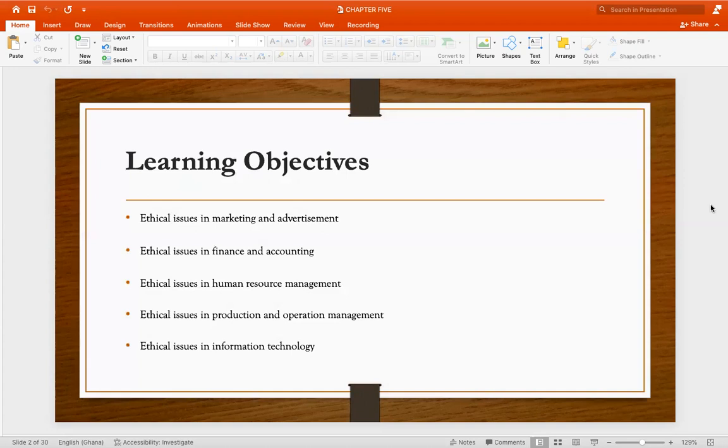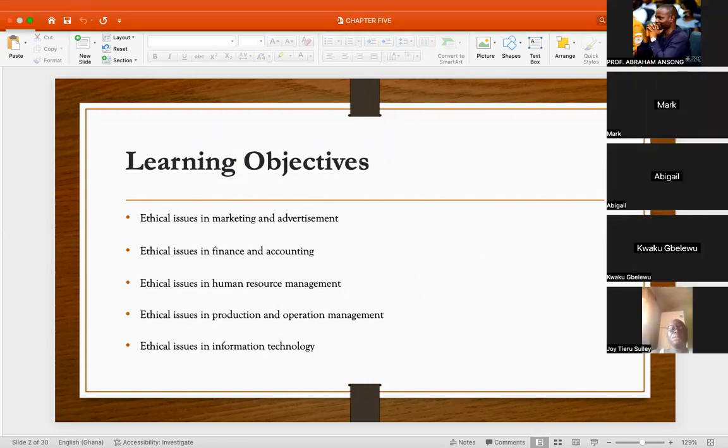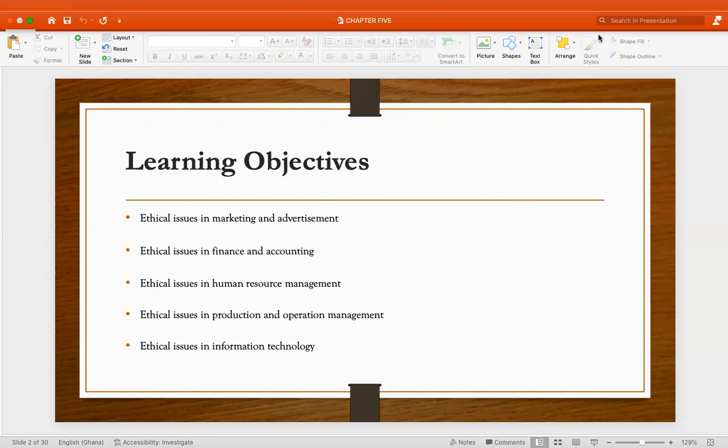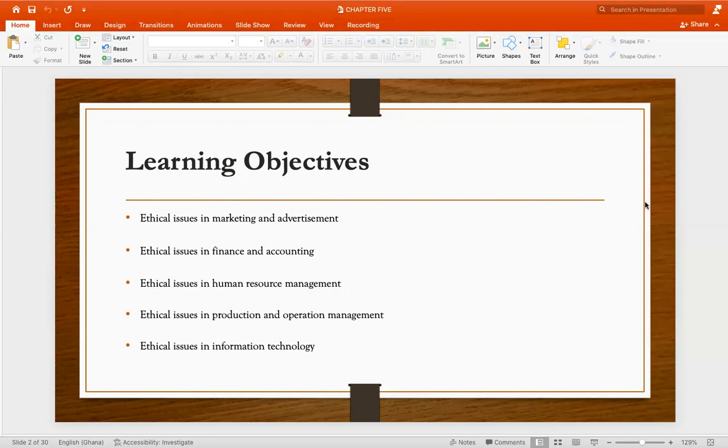So our learning objectives are ethical issues in marketing and advertisement, ethical issues in accounting. We'll also look at ethical issues in human resource management, ethical issues in production and operation management, and ethical issues in information technology. So looking at all the functional areas, we are now going to delve deeper into them.